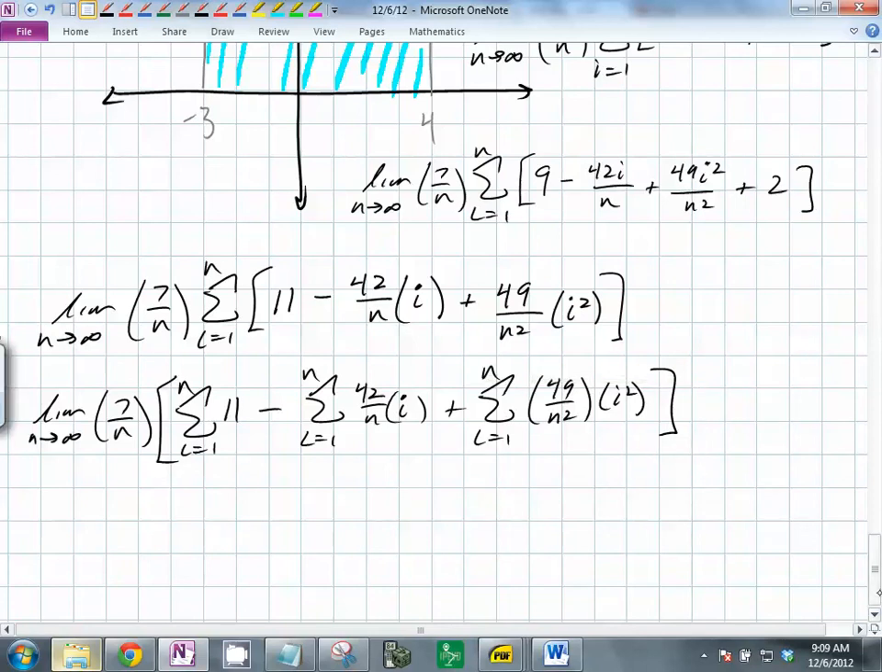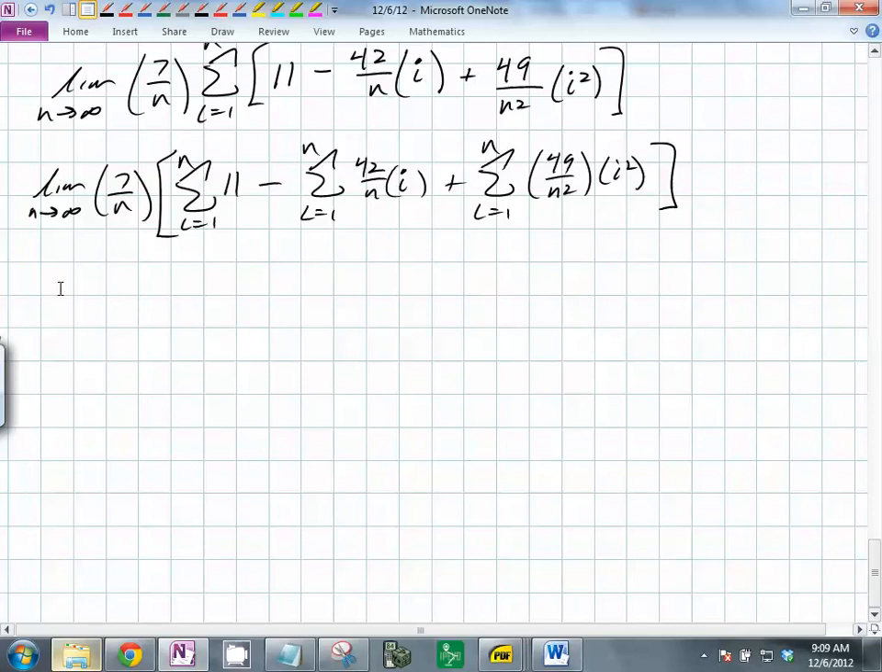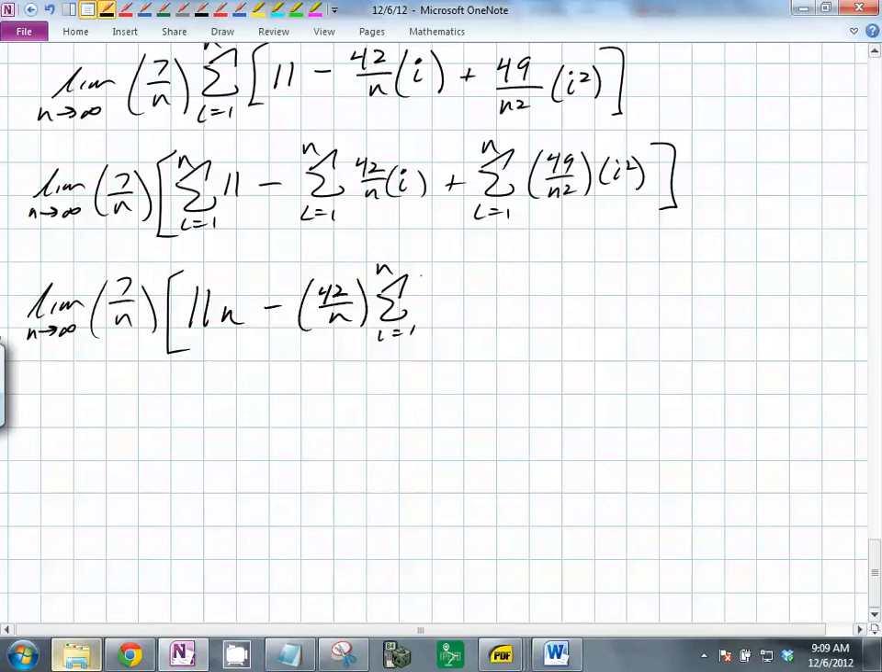What we're going to do is take out the things that stay the same. Remember, we still have this thing floating on the outside. The limit as n goes to infinity, 7 over n times. What does this come out to? You already told me. That's just 11n. Okay, so we'll take your victories, everybody. Minus 42 over n times the summation of i equals 1 to n of i plus 49 over n squared times the summation of what?